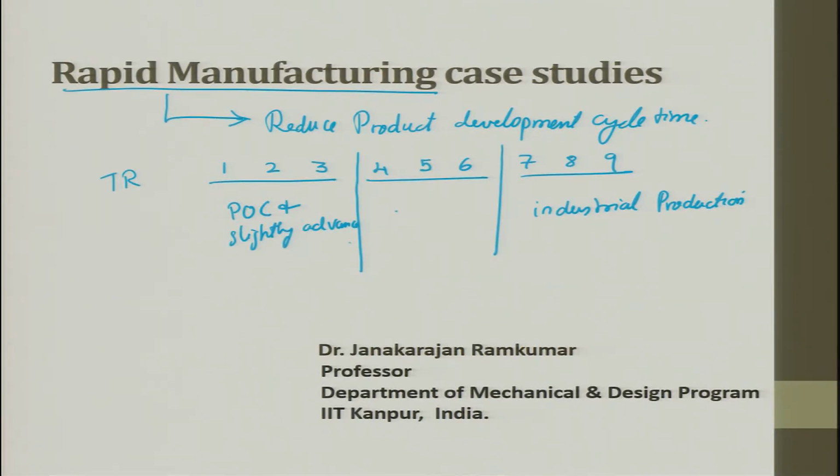Here there are some research labs or something where POC is done. Now they start working on how do we scale it up towards production. Okay. So, when we are looking at rapid manufacturing, what we are trying to say is we are trying to shrink down this 1, 2, 3 and make it as early as possible. And also when we go to the next level, 4, 5, 6, we will also try to reduce the time here.